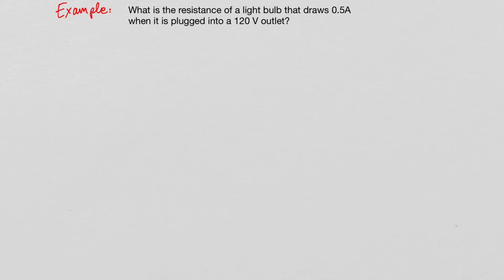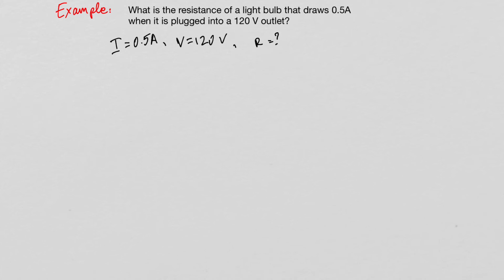First, let's find out what is the resistance of a light bulb that draws 0.5 amps when it's plugged into a 120 volt outlet. So let's make a list of the information that we know from the statement of the problem. We know that the current that passes through the light bulb is 0.5 amps. The voltage supplied to the circuit where the bulb is plugged in is 120 volts. And the resistance of the bulb is what we want to find.